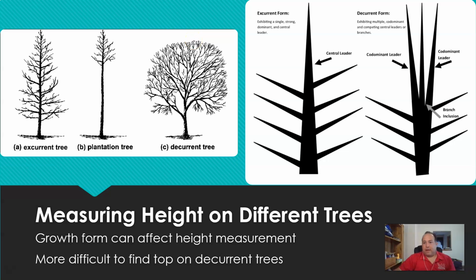It becomes a little bit harder because you've got multiple co-dominant and competing leaders and branches. What I like to do in my mind is take this example of a plantation tree here and try to apply that to the decurrent tree. If the main stem just kept going up and up and up, which part of this tree would be that main stem? That's where I look at shooting the top of a decurrent tree.